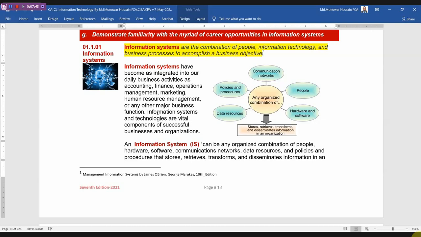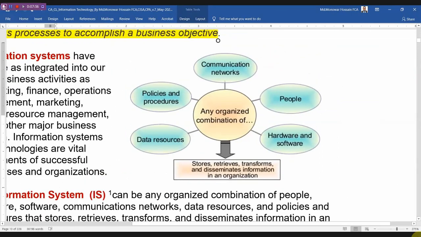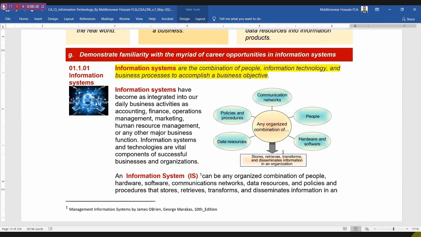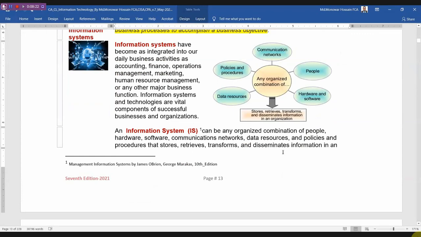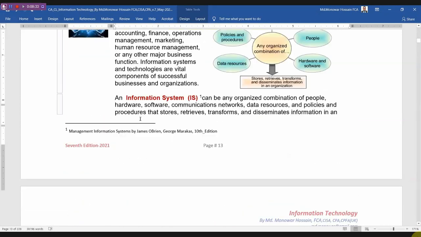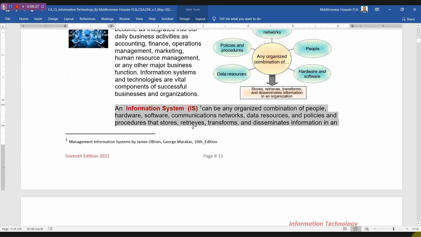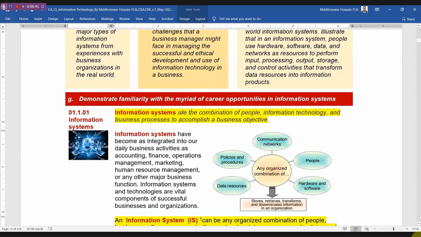If we look here, any organization is a combination of, firstly, people, then hardware, software, data resources, policies and procedures, and a communication network. We also have to record, retrieve, and transform information, and keep records. So an information system is an organized combination of people, hardware, software, communication network, data resources, and policies and procedures that stores, retrieves, and transforms information in an organization. This is the short meaning of information system.